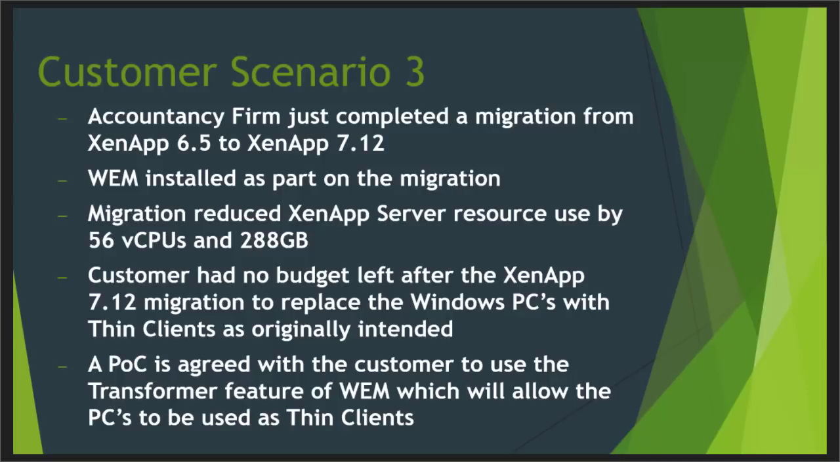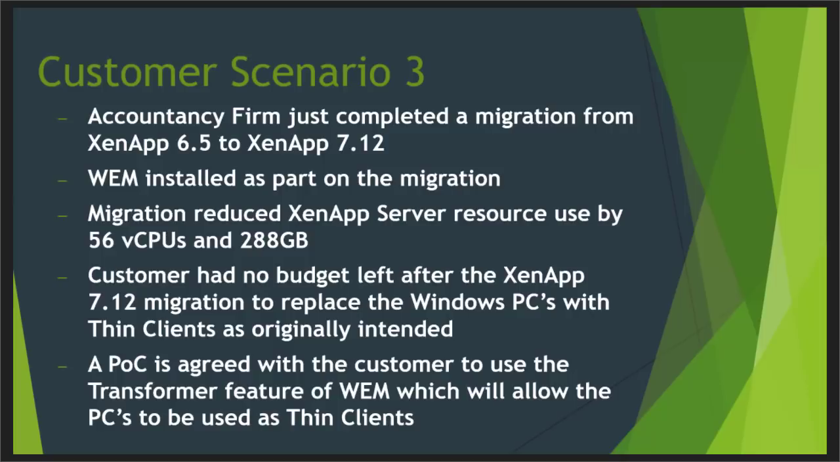This new implementation had reduced the number of XenApp servers down from 20 to just 6. So the customer was extremely happy with this, as they were now using significantly less resource from their hosting provider, which over the next few years will save them a lot of money. They've actually been able to reduce the number of virtual CPUs used from 80 down to 24, which is a difference of 56 virtual CPUs, and the amount of RAM they were using went down from 480 gigabytes to 192 gigabytes, a saving of 288 gigabytes of RAM.